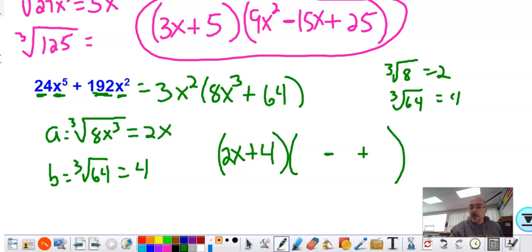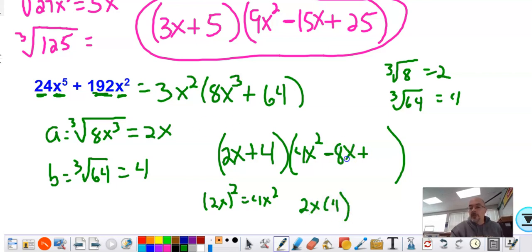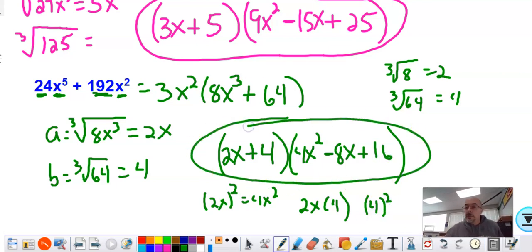So A is 2x, B is 4. Okay, now here, the first spot next to the minus sign, that's A squared. Well, 2x squared is 4x squared. So this is a 4x squared. Now for the middle, I take 2x times 4 and I get 8x. That's in the middle. And then for the last number, I take the b and I square it. So 4 squared, ladies and gentlemen, is 16. There is my answer.